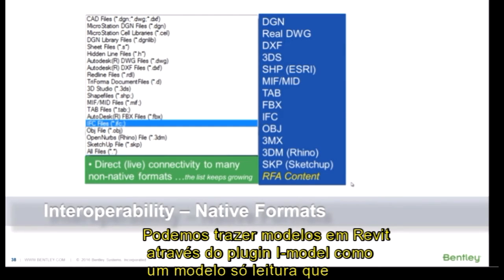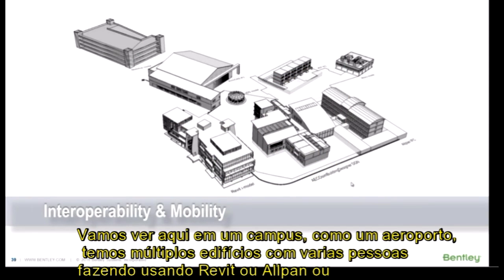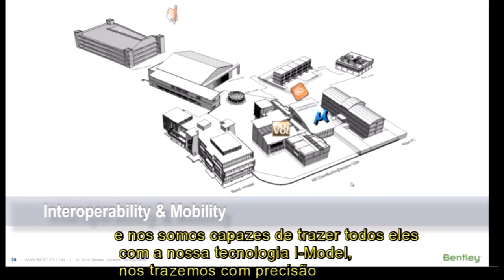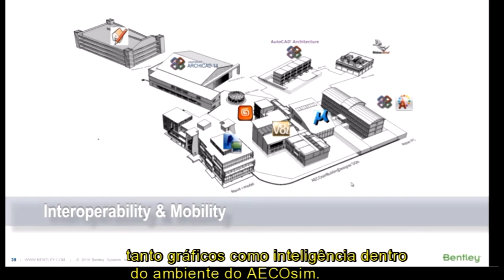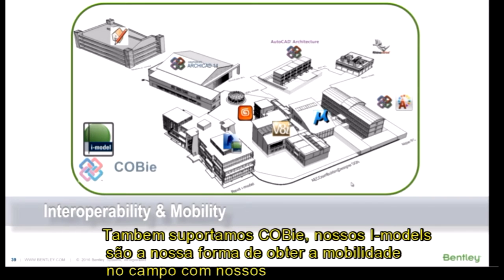So it would be a read-only model that we could be bringing in. We'll be seeing here on a campus, like an airport, there's going to be multiple buildings, and people might be doing some of the other buildings in Revit or Allplan or ArchiCAD or 3D Studio Max. And we're able to bring those in with our iModel technology. We're bringing in the precision graphics and the intelligence into our environment, our AECOsim Building Designer environment.